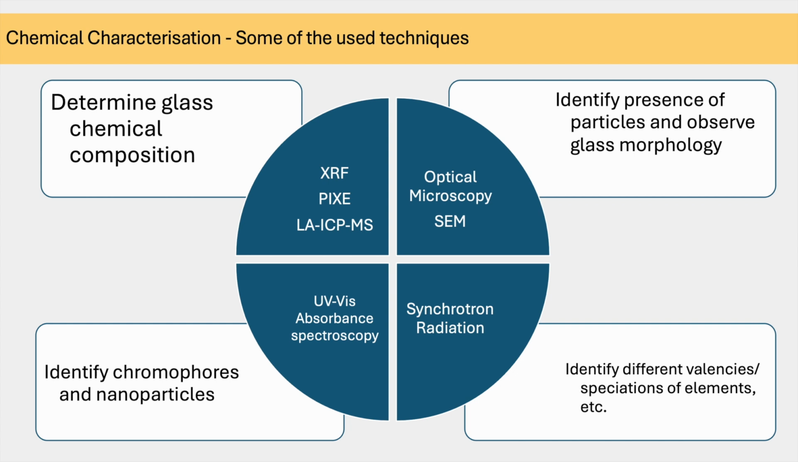But we also like other techniques for other purposes. For instance, if we want to identify the chromophores or the presence of nanoparticles, determining the glass chemical composition may not be enough, so we need to resort to other techniques such as UV absorbance spectroscopy. If we also want to look into particles and observe the glass morphology, we may use optical microscopy or scanning electron microscopy. And synchrotron radiation, where different techniques fit, can help us, for instance, identify valencies or speciations of elements, which may be fundamental to understand, for instance, a coloring process.